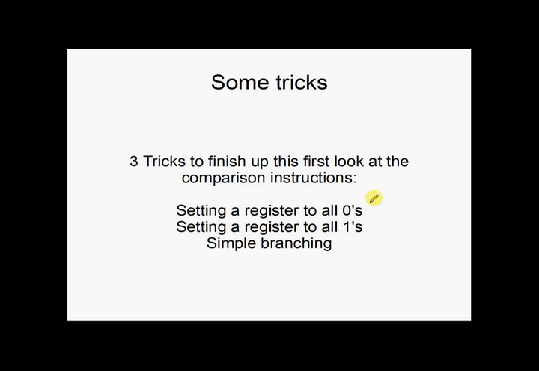Alrighty, so to finish up, I just wanted to go through a few tricks. These are going to come in handy next time, particularly these first two I think. We've got setting an MMX register to all zeros, that is. We know how to set an x86 register to all zeros. Setting an MMX register to all ones as well is useful. And finally, this is a pretty big example, but simple branching in SIMD.